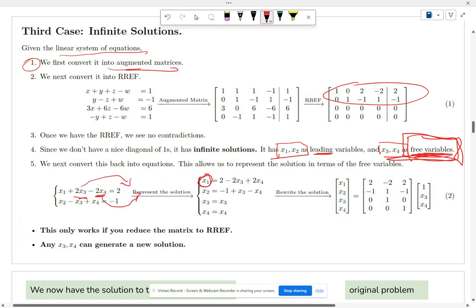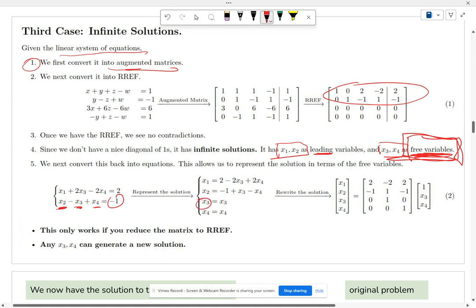So x1 is 2 minus 2x3 plus 2x4 right here. So that's what I mean. Now you're representing x1 in terms of free variables. And now you have x2. What is x2? x2 is equal to minus 1 plus x3 minus x4 right here.